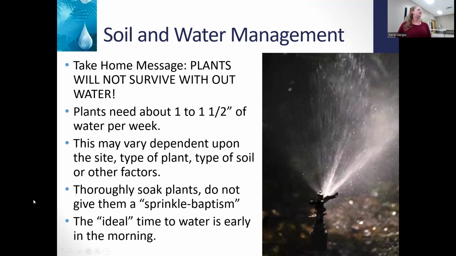Okay, are y'all ready to get started? Got a little bit more to go, and then I had some pretty plant pictures we were going to go through, just kind of looking at your soil and water management. Your take home message is that your plants will not survive without water. Usually we say the plants need about 1 to 1.5 inches of water per week.